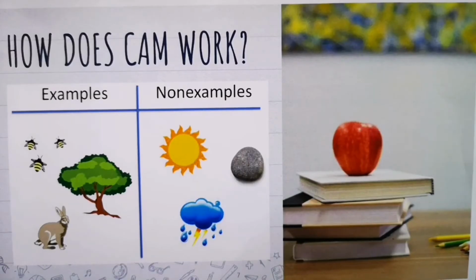How does concept attainment model work? In the model, students will be presented a set of yes examples and no examples. The examples can be in the form of physical objects, pictures, stories, or words. Yes examples are the examples that are under the concept topic. No examples are any other examples that do not belong to the concept.